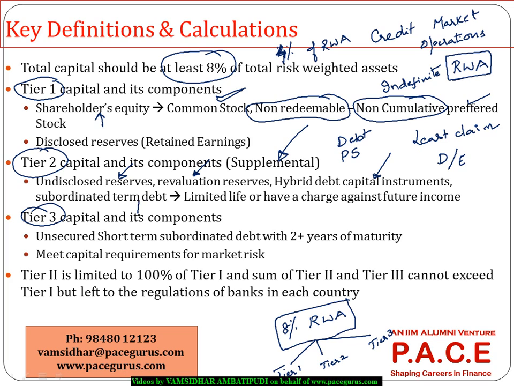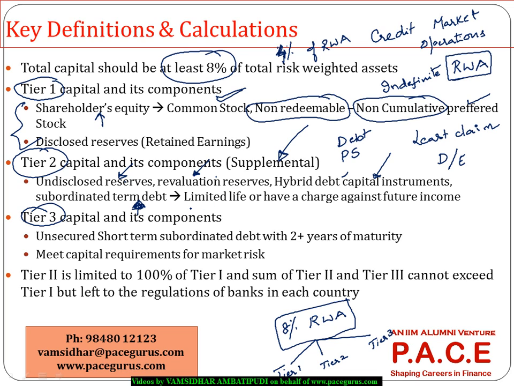And subordinated term debt. The subordinated debt has the last claim among all the various debt investors. It receives claims on the assets after all the senior claims have been paid. So these are very close to equity, but they are not equity. Same with undisclosed reserves, revaluation reserves, and hybrid debt capital: they are close to equity, but not equity.